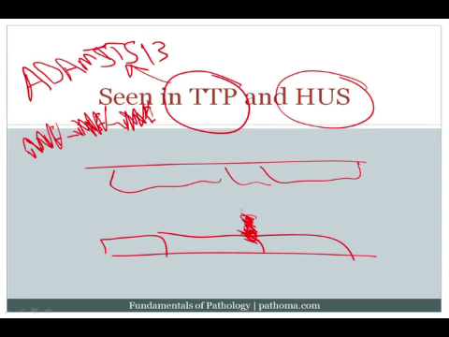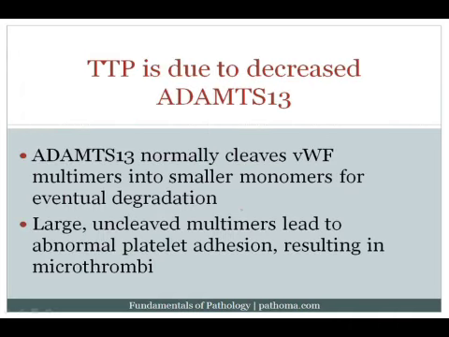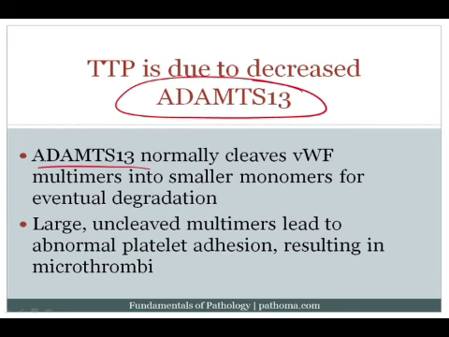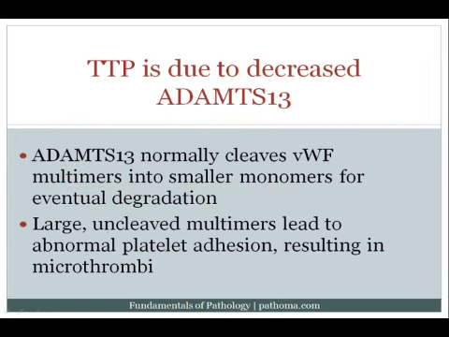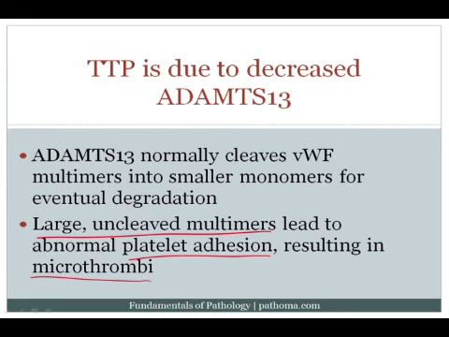So very high yield take-home point, TTP is due to ADAMTS13 deficiency, or a decrease in ADAMTS13. And that's what I've highlighted here in your text, where I say that TTP is due to decreased ADAMTS13. I tell you in the text that ADAMTS13 normally cleaves von Willebrand's multimers into monomers so that it can be degraded. If you don't have the ability to degrade these, you get large uncleaved multimers, which then leads to abnormal platelet adhesion, resulting in microthrombi.